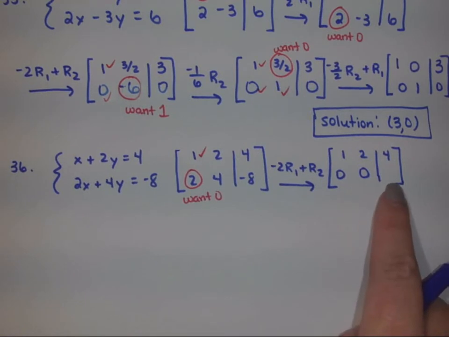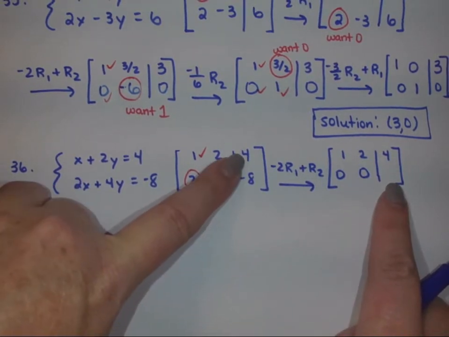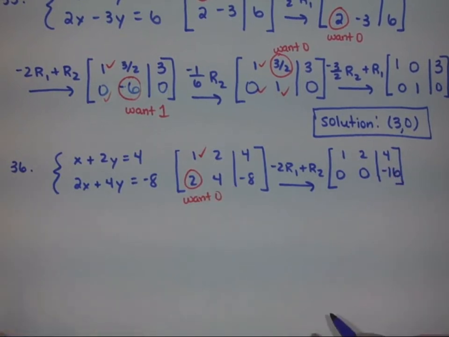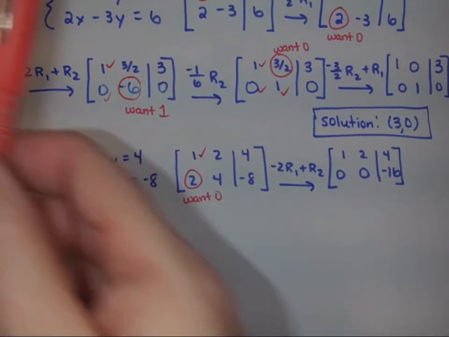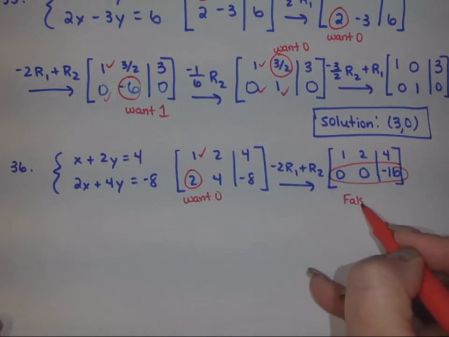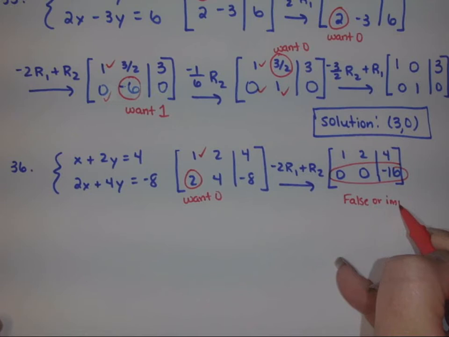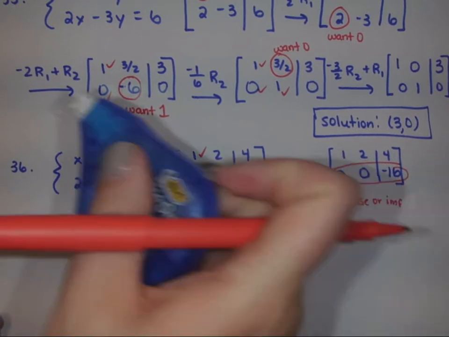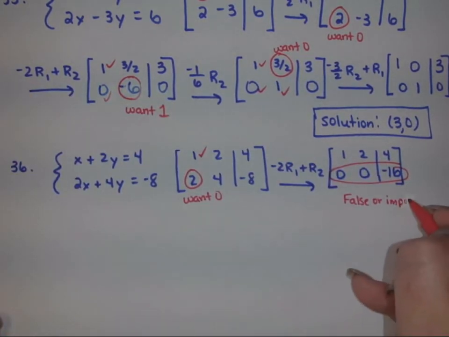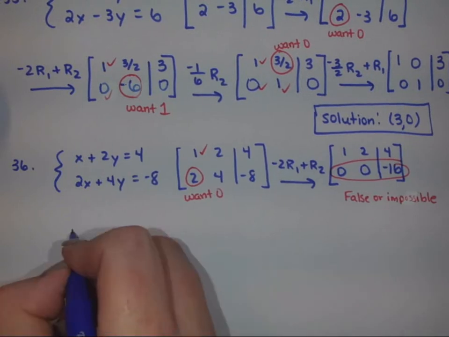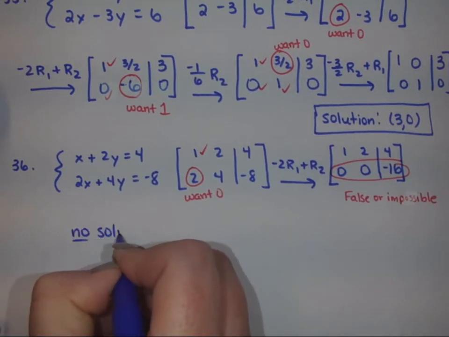Okay, it all depends on what we put there. So 4 times negative 2 is negative 8 plus another negative 8 is actually negative 16. Okay, so the problem is that this row is false or impossible. We can never have 0x plus 0y equal negative 16. That's not ever going to happen. It should actually equal 0. So basically, one bad row throws out the whole question, and it's just no solution.